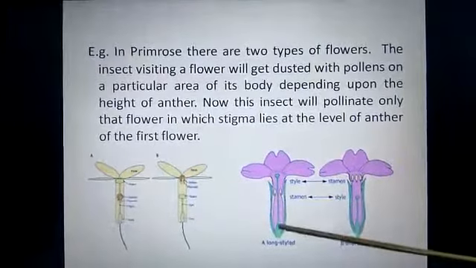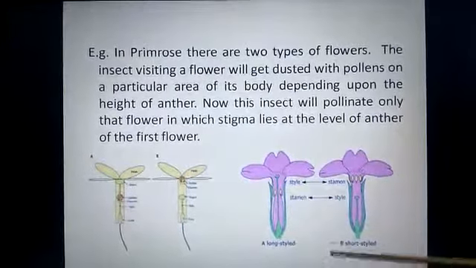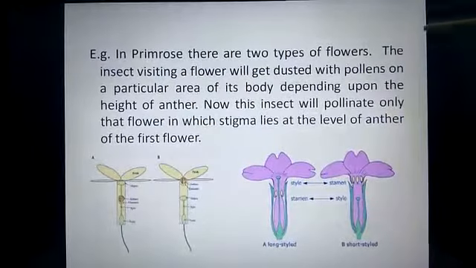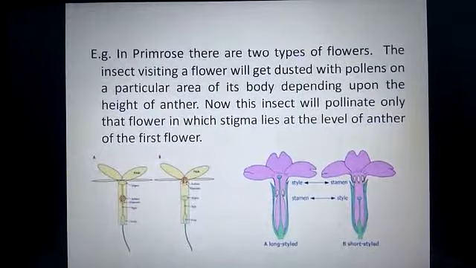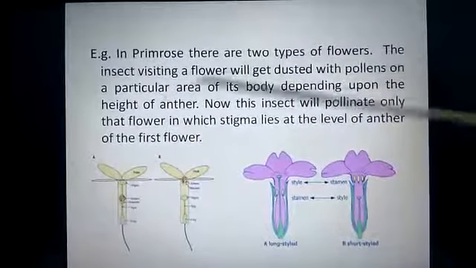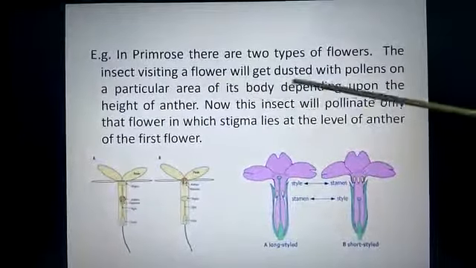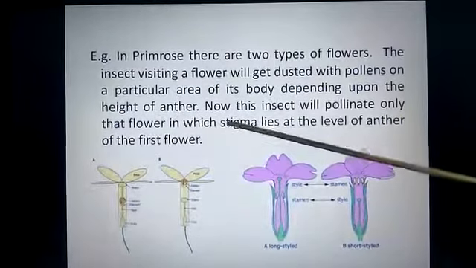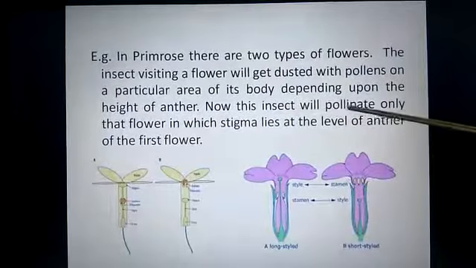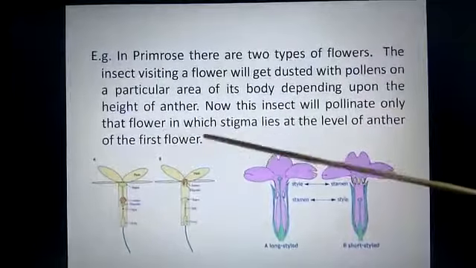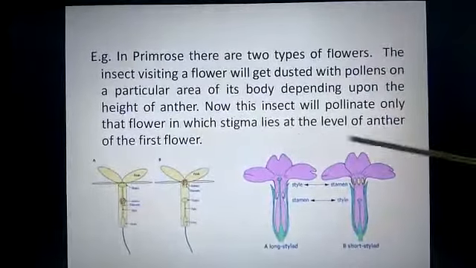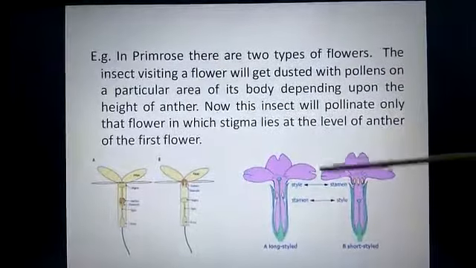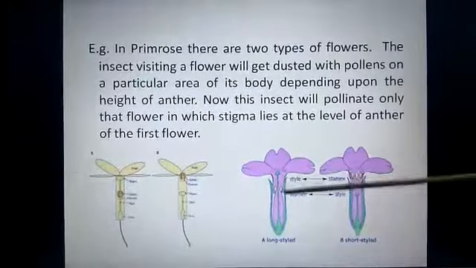Now, what is the purpose of producing these two different types of flower? The insect visiting a flower will get dusted with pollen on a particular area of its body depending upon the height of the anther. Now, this insect will pollinate only that flower in which the stigma lies at the level of the anther of the first flower.